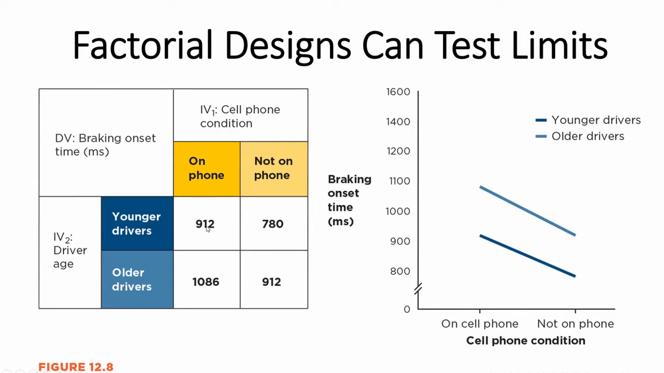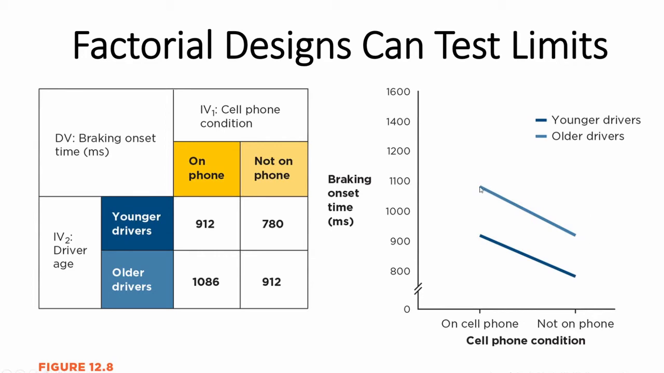So each cell is a unique combination that we can look at, but of course it's a lot easier to look at this information on a graph. For our young drivers in the on the phone condition, they have a reaction time just over 900 milliseconds. And when they're not on the phone, it's around 780 milliseconds. So we have this downward slope here showing that they do better when they're not on the phone. They react faster when not on the phone.